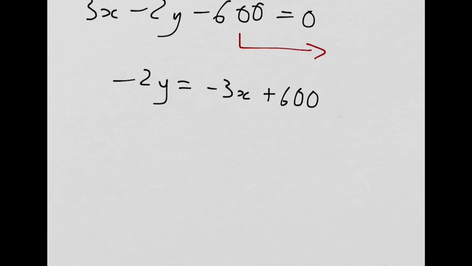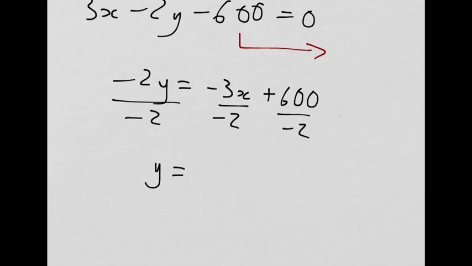Okay? How do I get rid of this negative 2 in front of y? Divide both sides by negative 2. Okay? So we divide this side by negative 2 and everything else by negative 2. So this goes over negative 2, this goes over negative 2. Okay? So I'm left with y equals negative 3 over negative 2. That just cancels to positive 3 over 2. Right? Negative over negative makes a positive. Minus 600 over negative 2, which is negative 300. Good?